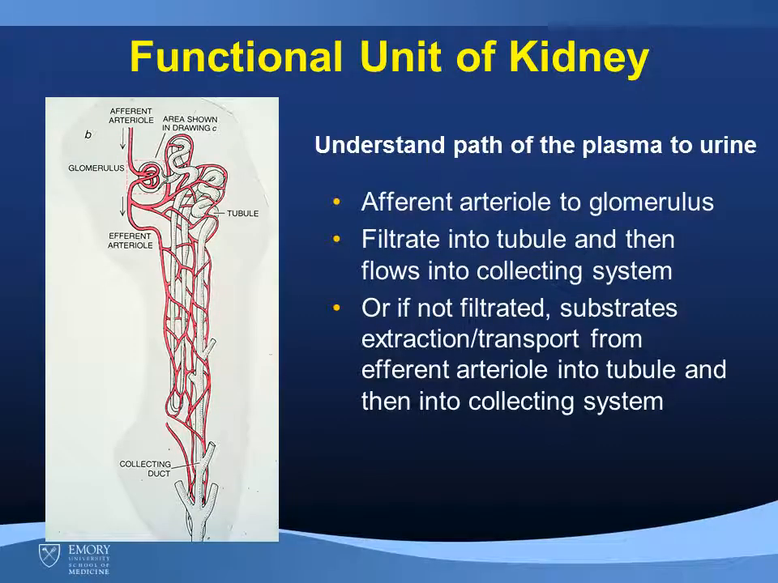Let's start with the functional unit of the kidney. And understanding the path of the plasma to urine will help you in understanding how renal scintigraphy is performed. First, blood passes down the afferent arteriole to the glomerulus, and then it may be filtered into the tubule and then flow into the collecting system. If it is not filtered, it is possible to also have substrate extraction or transport from the efferent arteriole into the tubule and then into the collecting system. There are some substrates such as protein, which should not normally be in urine, and if proteinuria is present, this indicates parenchymal damage.